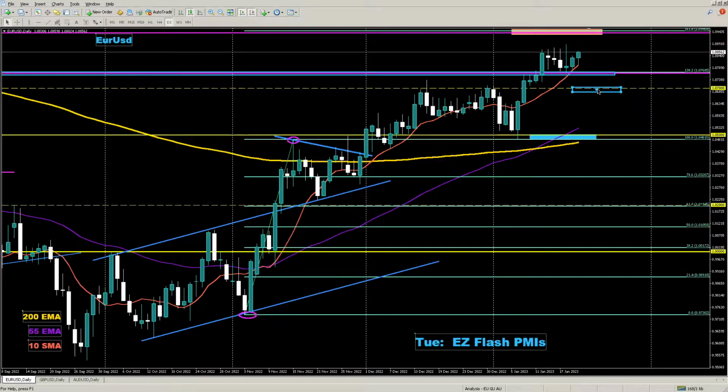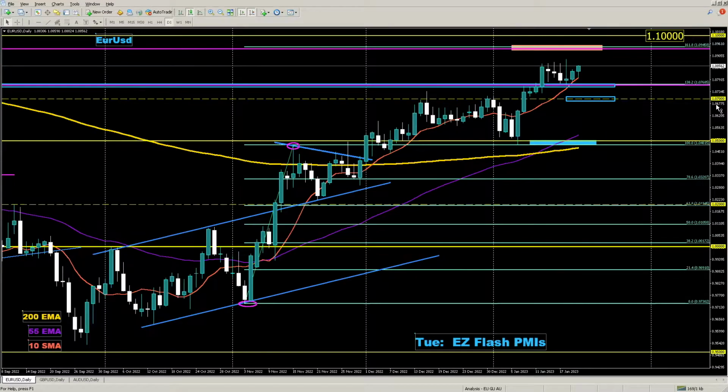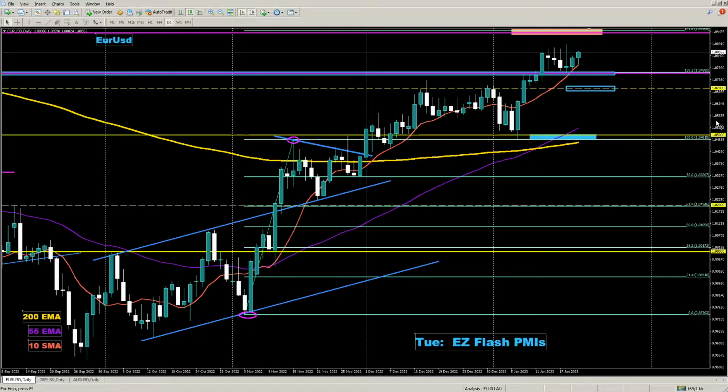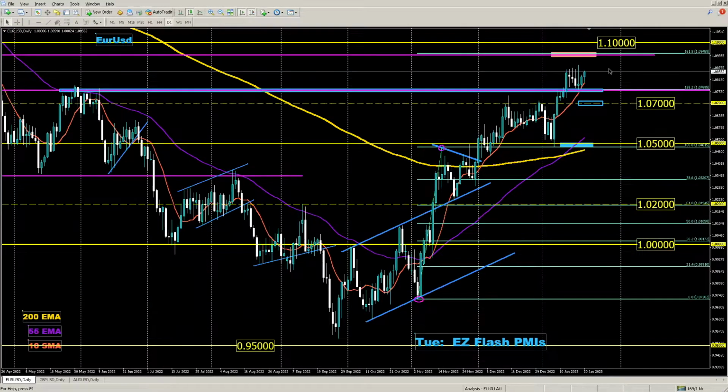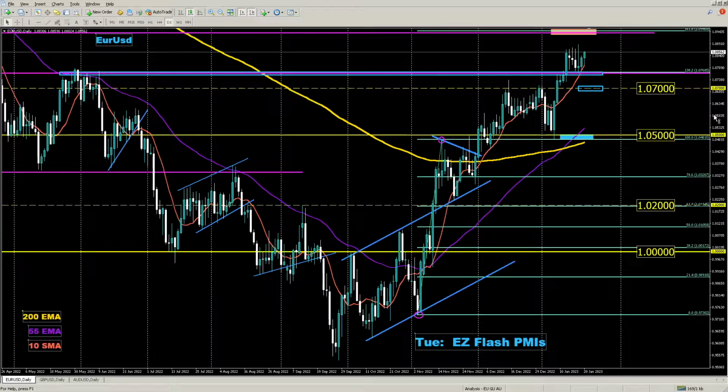Interim support is still at the 107 here, and the immediate support is right at the 138 pip extension. Resistance is still up there at the 162. And of course, the major one is going to be at the 110 area. Next major zone of support way down at the 105. That's where it started its recent bullish move.